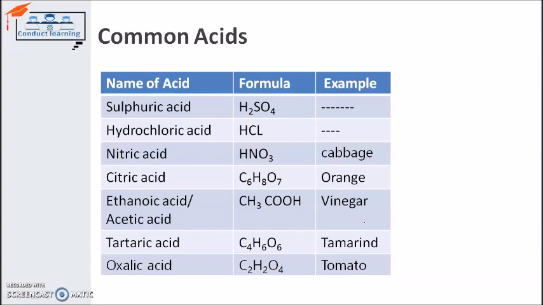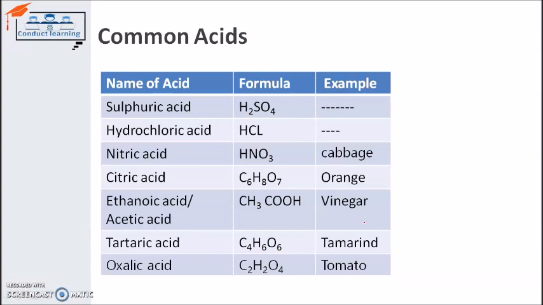Another example of acid, which is not a strong acid but a weak acid, is citric acid. The formula for it is C6H8O7. It is available in orange. Another example is ethanoic acid or acetic acid. The name for this acid is ethanoic as well as acetic acid, and the formula is CH3COOH. It is a combination of carbon, hydrogen and oxygen. It is available in vinegar.